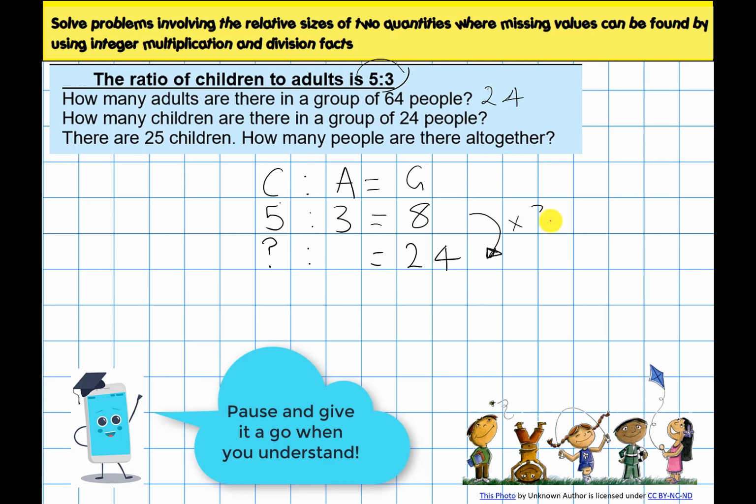I've multiplied by 3, which means I multiply every other part by 3. 3 times 3 is 9, and 5 times 3 is 15. I'm going to check: 15 and 9 makes 24, and it does. So I'm confident that my ratio is correct. How many children are there? I go to this part. There's 15 children in a group of 24.